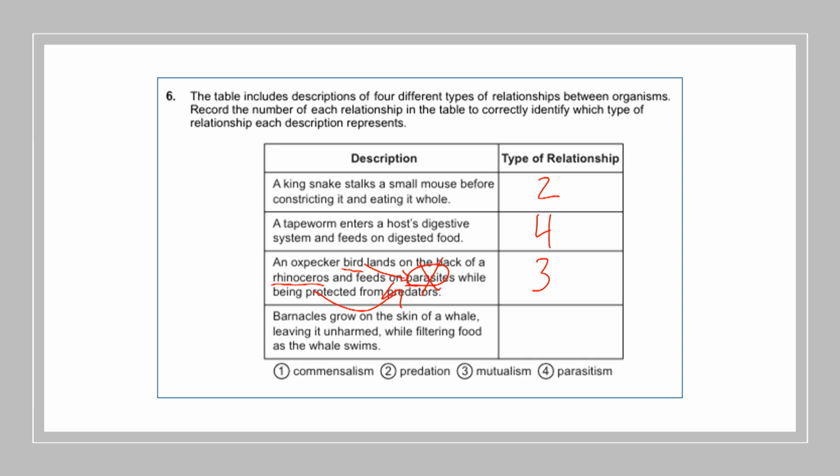Let's look at this last one here. Barnacles grow on the skin of a whale, leaving it unharmed while filtering food as the whale swims. So the barnacle is getting food, and the whale is not being benefited or harmed. So that's a great example of commensalism, where one organism benefits and the other one is neither harmed nor benefits from it. So those are our answers for that first one.